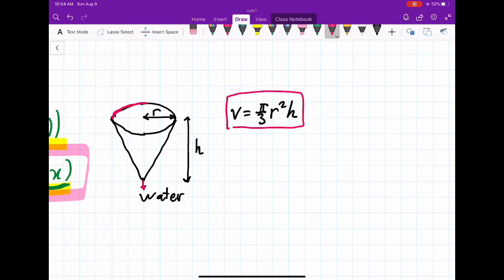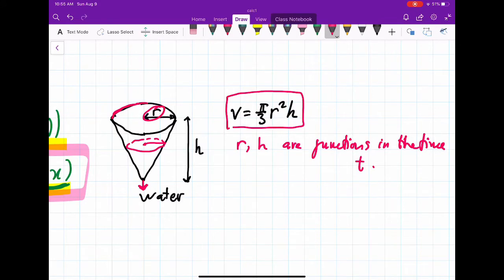And let's say we drain the water out, so we want to measure the level of water or the volume of water remaining in the tank. Each time the level of water decreases, the corresponding radius also decreases. Is it correct? Because you cannot use the same radius to find the volume of water. So we see that r and h actually are functions in the time t. So I can write r(t) and h(t).